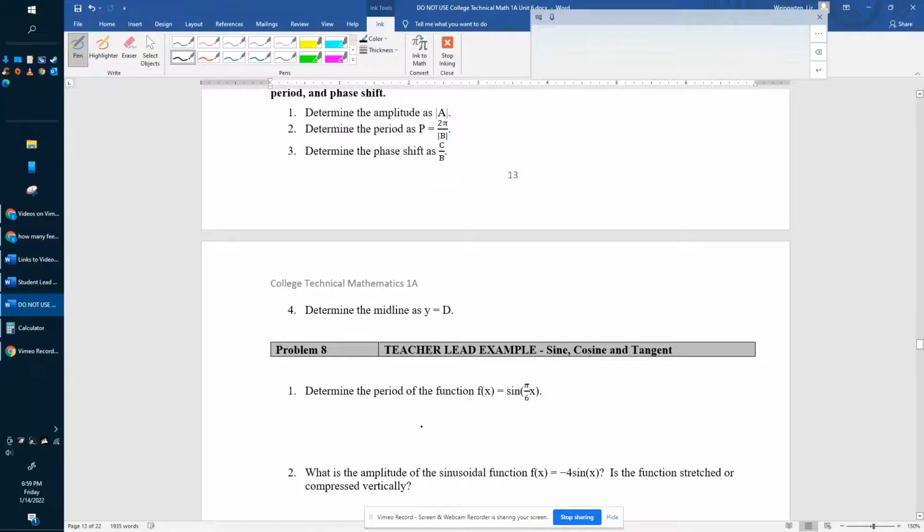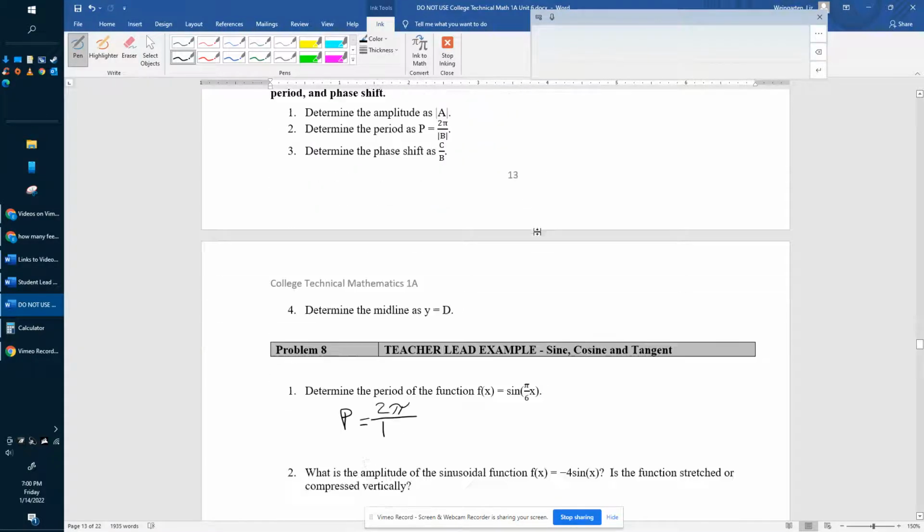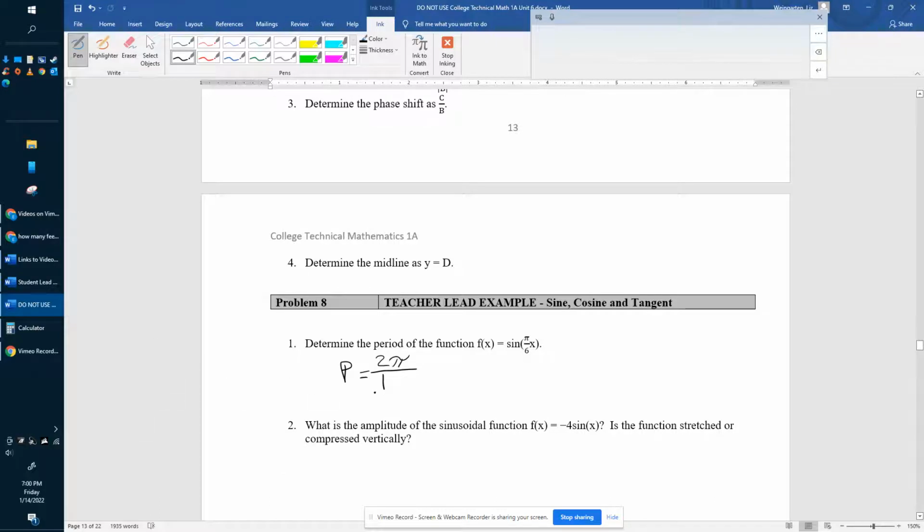All right, let's get to some challenging stuff here. Determine the period of the function f of x equals pi over 6 x. So the period, let's look up here. The period, p, equals 2 pi over the absolute value of b. What is b? b is what's being multiplied on the inside of the parentheses. That is pi over 6. The absolute value of pi over 6 is pi over 6.